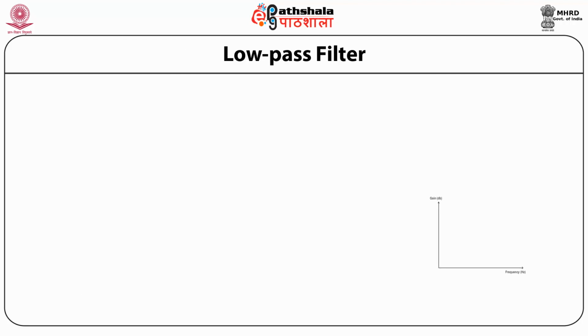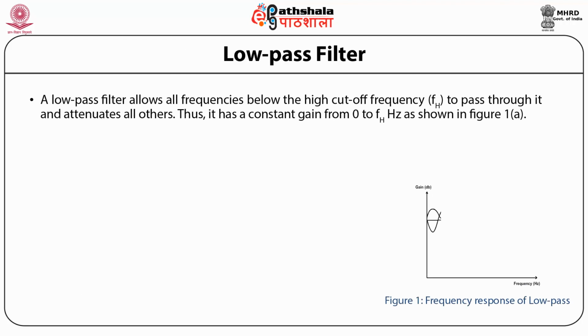Low pass filter. A low pass filter allows all frequencies below the high cutoff frequency FH to pass through it and attenuates all others. Thus, it has a constant gain from 0 to FH Hz, which is shown in the figure. Bandwidth is given by FH.